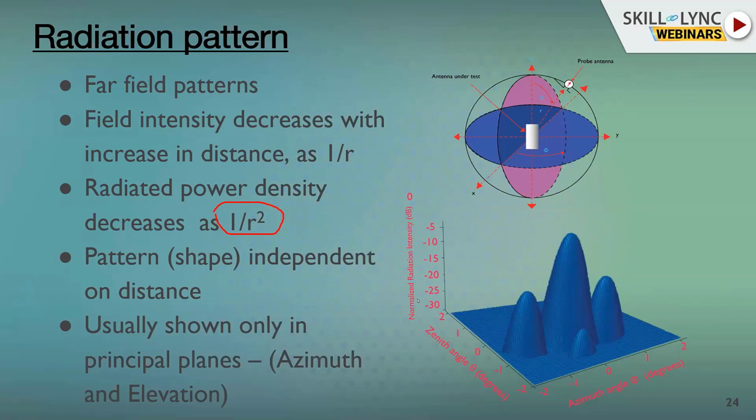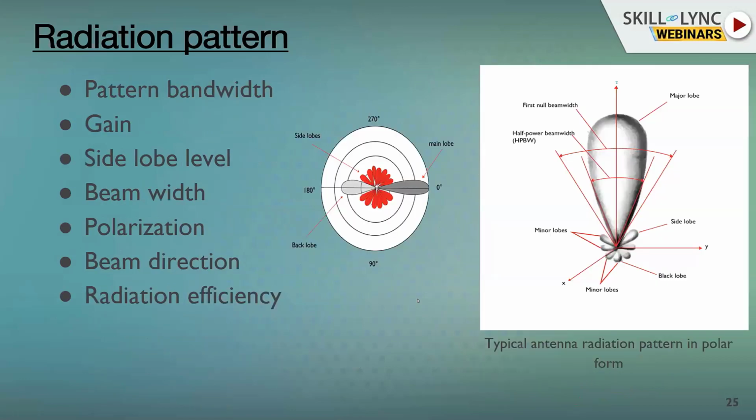And from this radiation pattern, we get many more parameters, right. One such parameter is gain, side lobe level, because that dictates how much power I'm sending towards my intended direction. Beam width dictates the gain, and then polarization, beam direction, and so on.